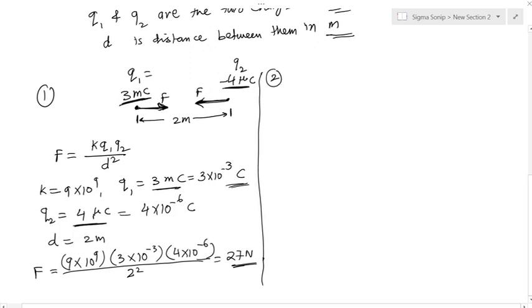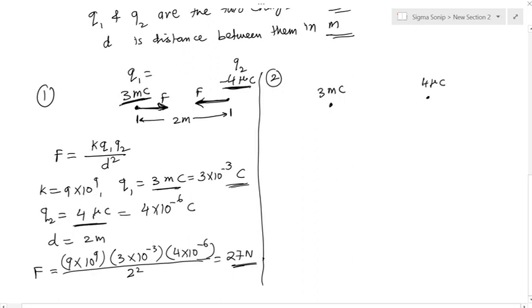Let's look at another example. In the second example, I'm just going to change the sign of the charge, so it's almost the same question. So I have 3 millicoulomb, and instead of negative 4 microcoulomb, I got 4 microcoulomb here, only 4 microcoulomb.